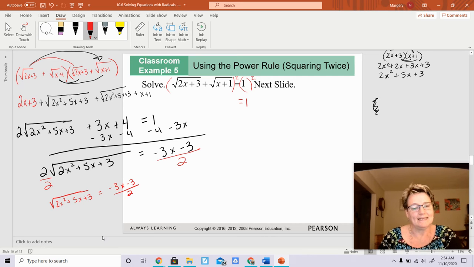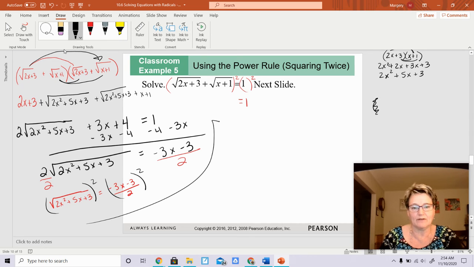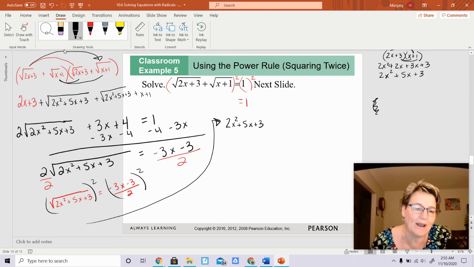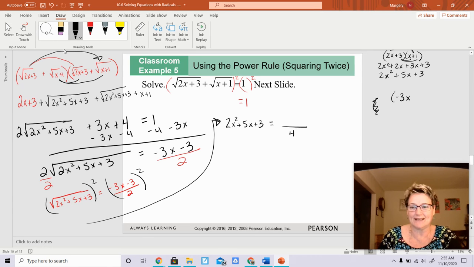Now, I need to go ahead and get rid of the radical. So I'm going to square both sides. This gives me, let me go over here and put it all the way over here, 2x squared plus 5x plus 3. And the reason why is because it makes the radical go away. Now on the other side, though, I'm going to get 4 in the denominator, I know for sure, because 2 squared is 4. And this is going to give me a negative 3x minus 3. I'm going to square it.